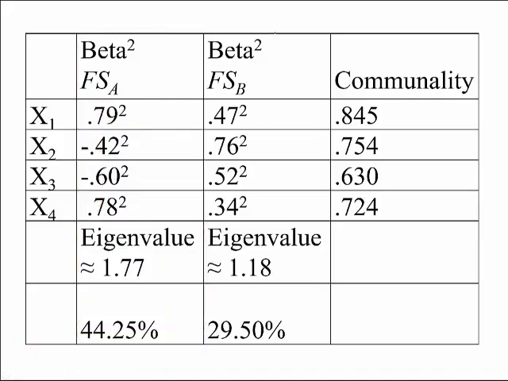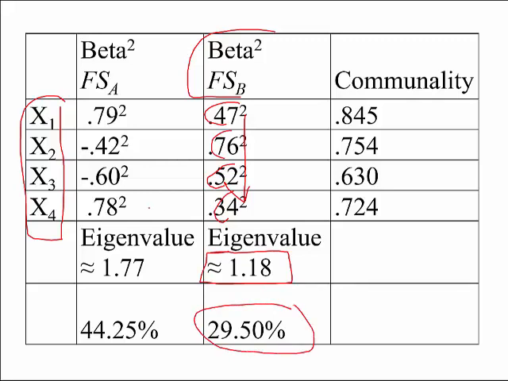And now we're going to do the same thing for factor score B. We'll take each of its loadings on each of these 4 items, and we'll square each of those loadings, and then we will sum those squared loadings. And in this case, the sum of those 4 squared loadings gives us 1.18. That is the eigenvalue for factor score B. And then to determine how much variance in our 4 items is being explained by factor score B, we'll take our eigenvalue and divide by 4, and we find that factor score B is explaining 29.5% of the variance in our 4 x variables. 1.18 divided by 4 gives us 0.2950.